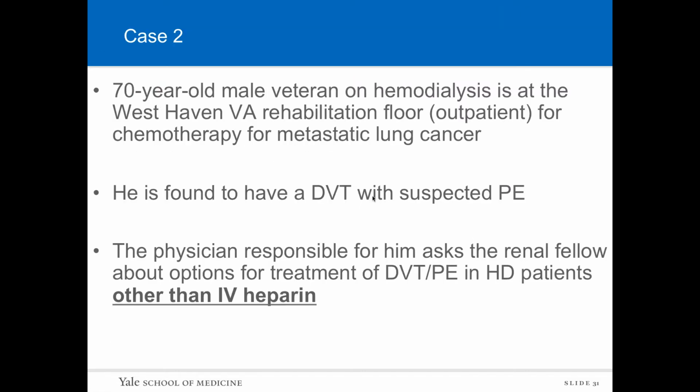So moving on to case 2. The second case I saw at the West Haven VA, it's a 70-year-old man on hemodialysis, on chemotherapy for metastatic lung cancer. He's found to have deep venous thrombosis and suspected pulmonary embolism. The physician responsible for him asked the Renal Fellow about options for treatment of DVT and PE in hemodialysis patients other than IV heparin.